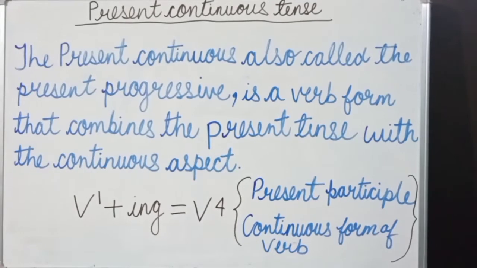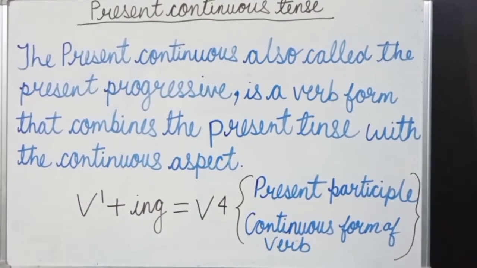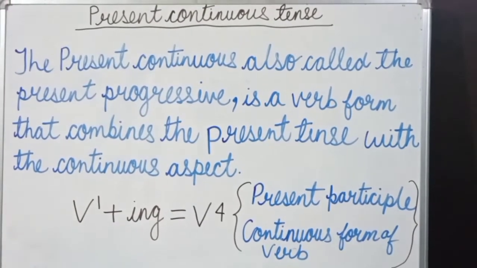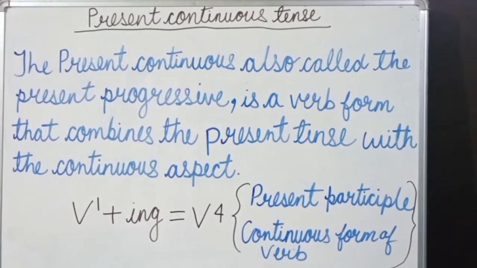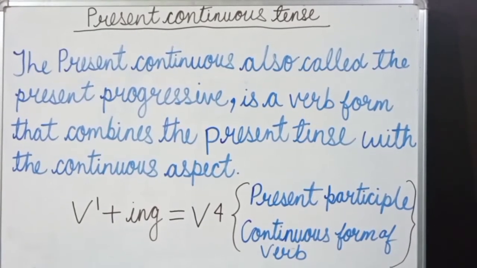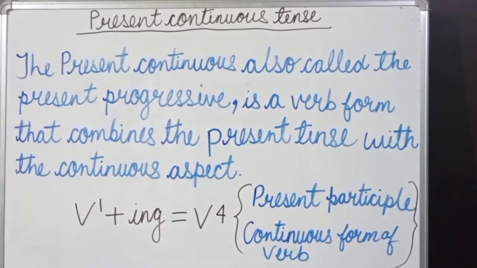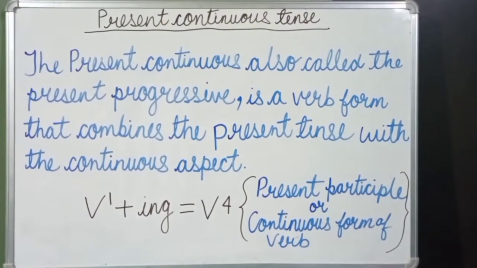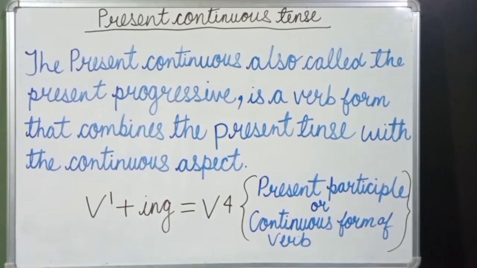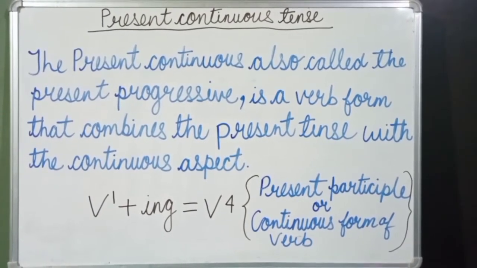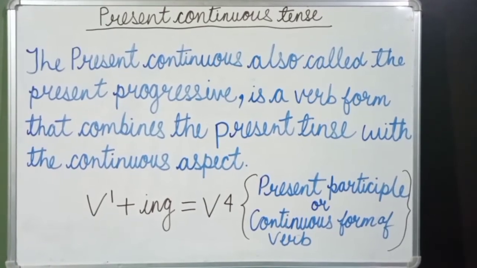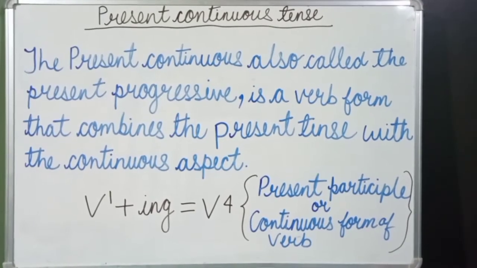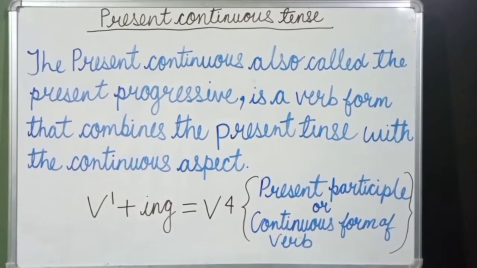The present continuous, also called the present progressive, is a verb form that combines the present tense with the continuous aspect. If we talk about the form of present continuous tense, then it is V4. The present participle or the continuous form of verb is made by combining the first form of verb, that is V1, with ing. V1 plus ing makes the V4, the continuous form of verb.